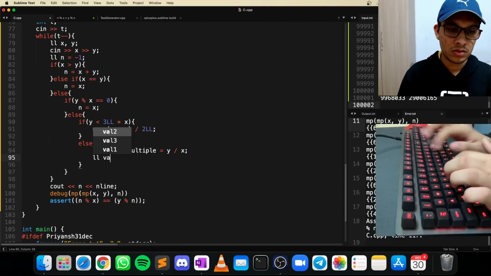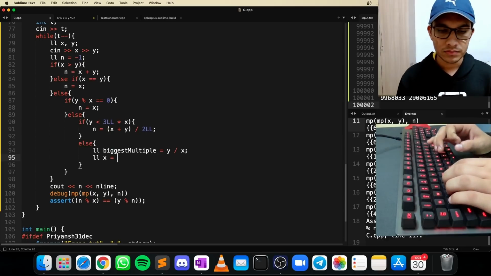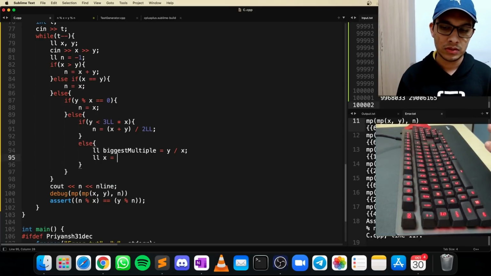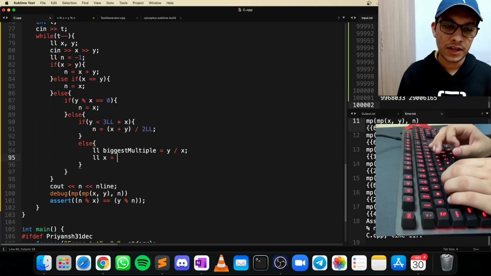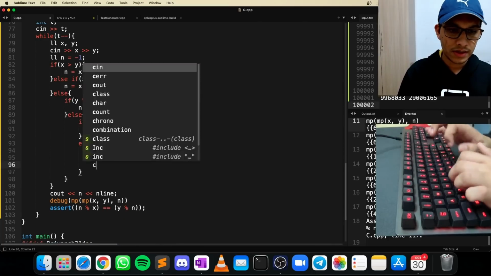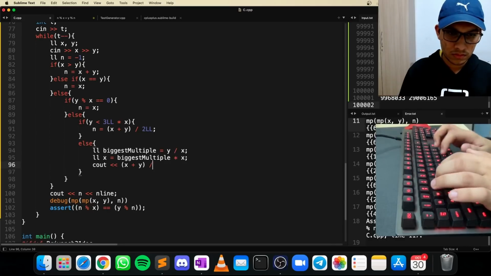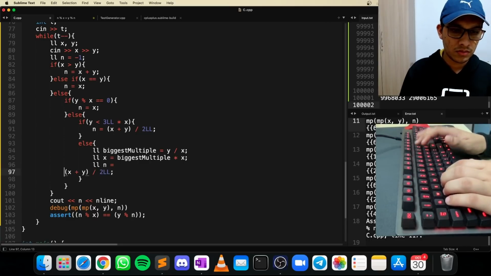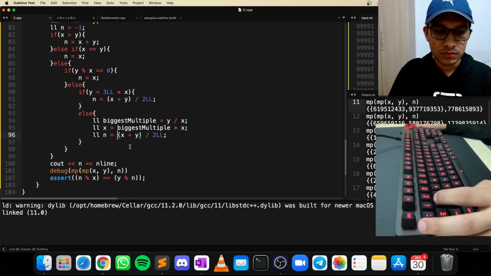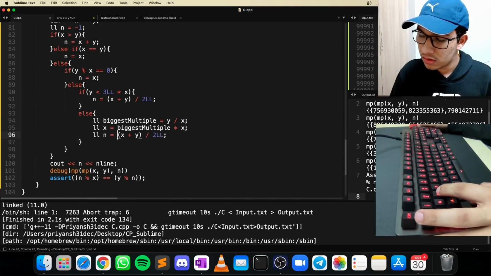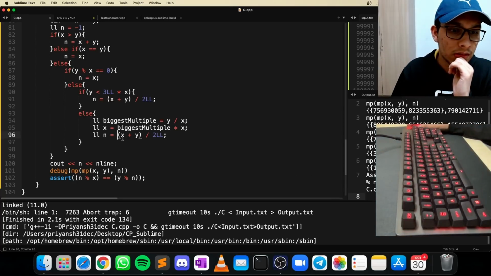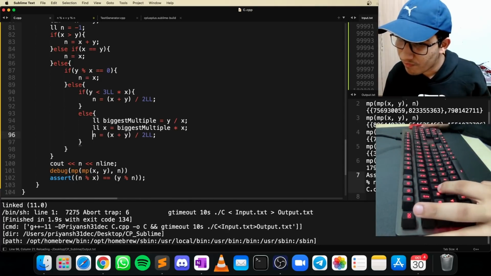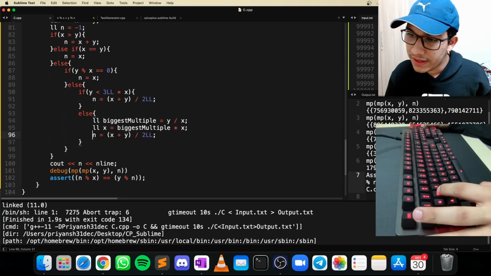So I'll just transform x here. So x will be what? Since it is not a multiple, then x will be multiple into x, and I just simply print. Assertion failed again. Okay, this is to be x, y and n. This is the n that I'm getting.